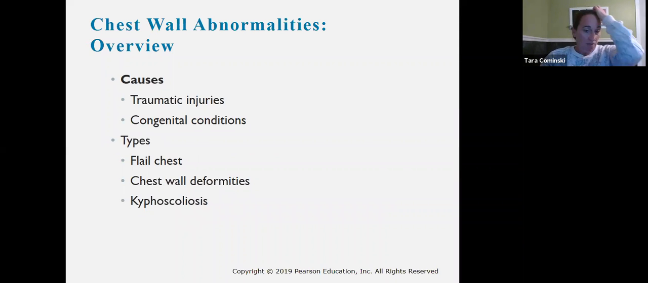All right, now the next part of this lecture talks about chest wall abnormalities themselves, okay? So remember we said, if the chest wall is compromised, it's going to affect how much that lung can expand. So traumatic injuries can affect that chest wall and therefore affect how much it can expand. We talked about muscular disorders that can affect that as well. But there are also congenital conditions that affect the chest wall and therefore might interfere with ventilation, okay? And so we can talk about these different types here.